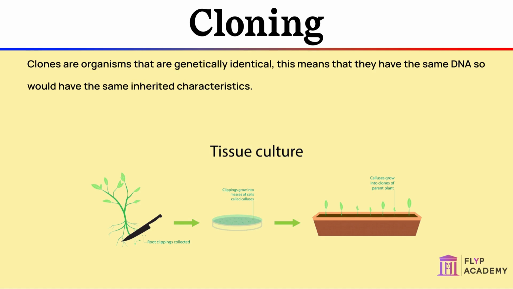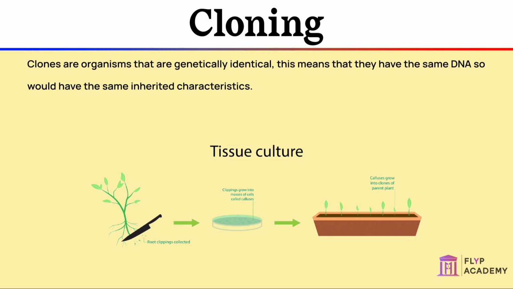it was taken from. The second technique is used more on a commercial scale, as it involves the use of some specialist equipment. It does, however, produce many identical plants very quickly. This technique is called tissue culture.